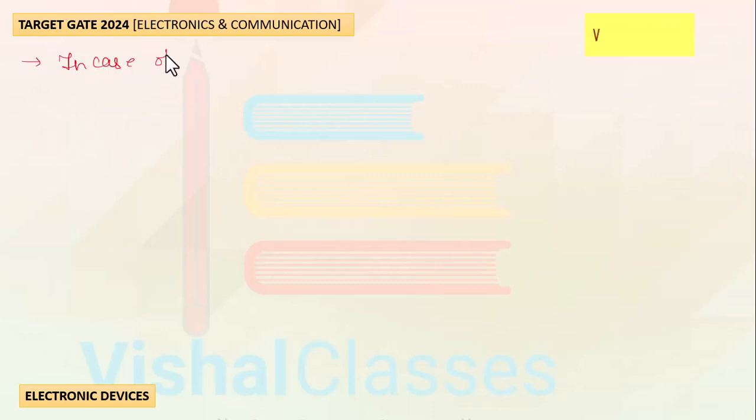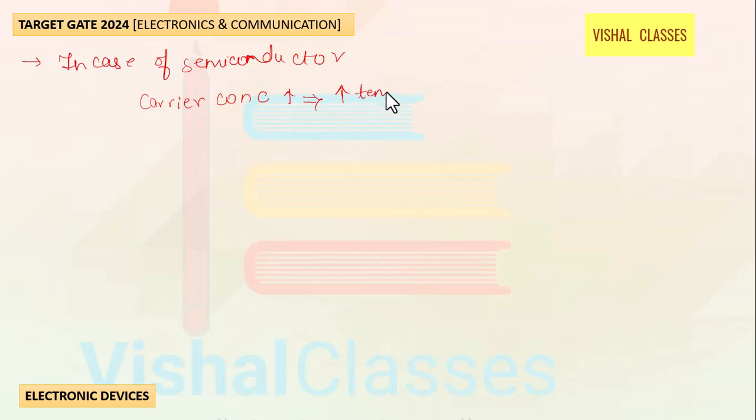In case of semiconductor, carrier concentration increases with increase in temperature, and Ni square is directly proportional to T cube.